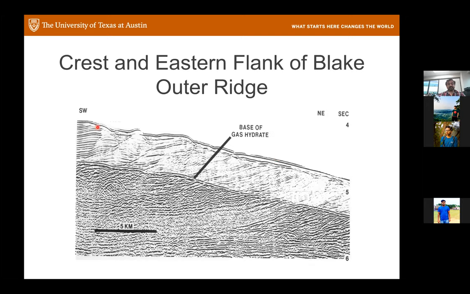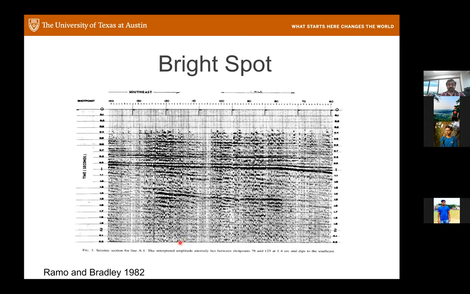This is a marine seismic data from Blake Ridge. And here you can see a beautiful bright reflection with a negative polarity. This is basically what you call the base of the gas hydrate, and this is caused by accumulation of free gas. This is again a bright spot anomaly, and this is from an oil field, and you can see all this bright reflection. So when people found these bright reflections, they drilled and found gas, and they were quite thrilled without understanding why this was happening.